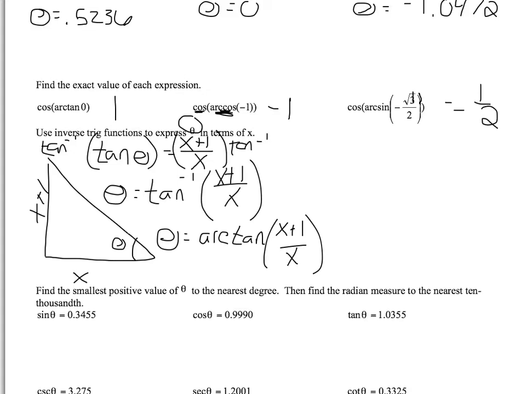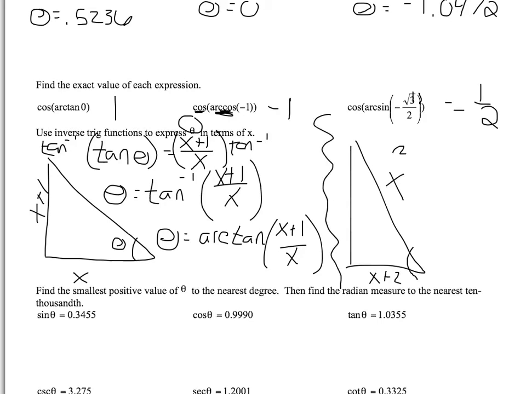I want you guys to try one on your own here. Here's another triangle. I'm going to say that this is x plus 2. There's the angle we care about. And this is x squared. So do the same thing we did with the tangent one with this new one over here.